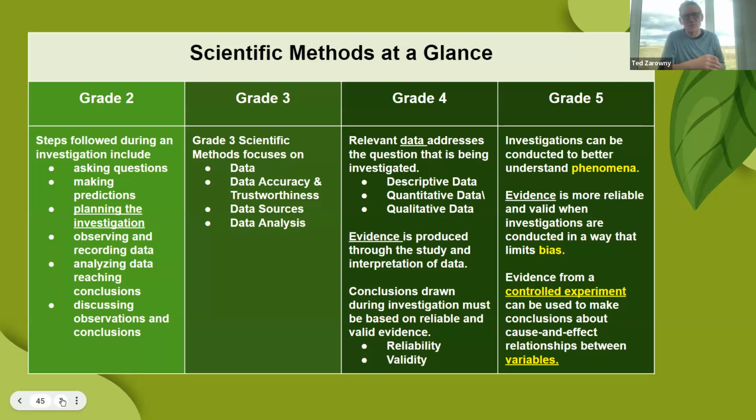Those steps are, for the most part, outlined in grade 2. You won't see them again because it's expected that those scientific inquiry steps are carried into grade 3, grade 4, and grade 5. I've underlined in grade 2, under planning the investigation, because there's something added onto there in grade 5, and that's the idea of controlled experiments and variables. So in grade 5, they're doing investigations that can be controlled experiments.